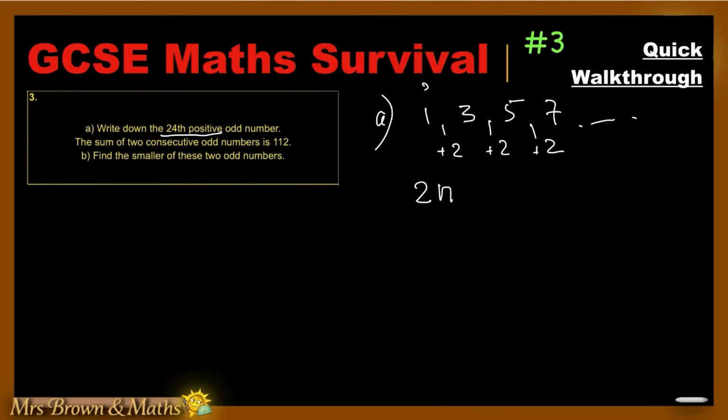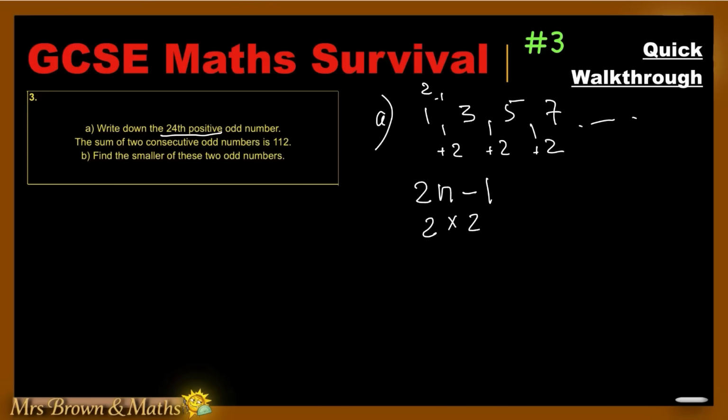Question 3a. The 24th positive odd number is found by using the odd number pattern. So let's write down odd numbers 1, 3, 5, 7, 9, and so on. So the rule is every time add 2. Let's write down the nth term of this sequence. So if every time add 2, write down 2n. Then have a look. What should you do with this 2 to get the first number in this sequence? 1. Take away 1. So the nth term for this sequence is 2n minus 1, where n is the place of the number in this sequence.